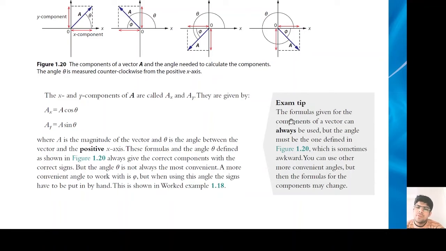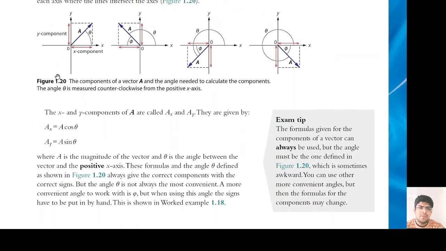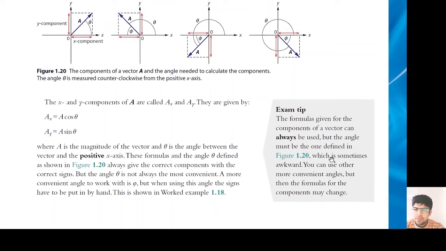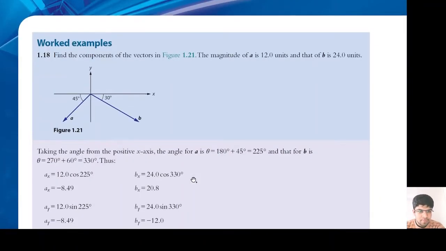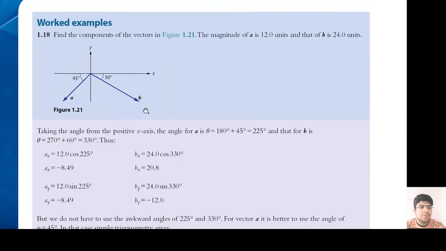So now here we have an exam tip. The formulas given for the components of vectors can always be used, but the angle must be the one defined in figure 1.20, which is sometimes awkward. You can use other more convenient angles, but the formulas for the components may change. Okay, now let's see the worked example.